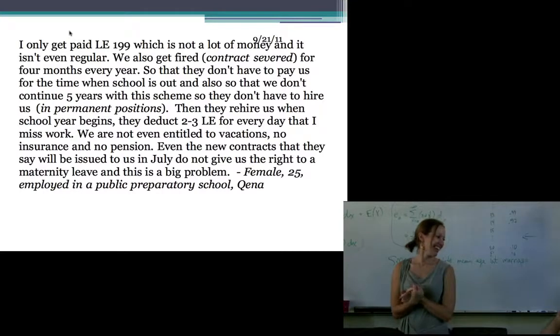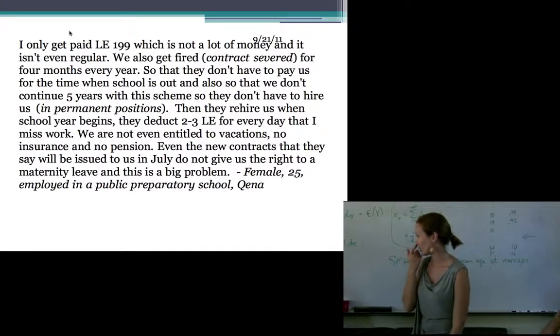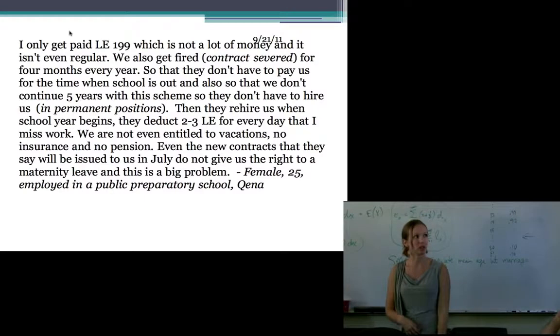They have no vacations. Every day she misses work, they deduct 2 to 3 pounds. No vacations, no insurance, no pension, and they were in the process of negotiating new contracts with the school. There was a bunch of labor disputes after the revolution. Everybody took the opportunity to try and get better conditions, though they said they don't include maternity leave.